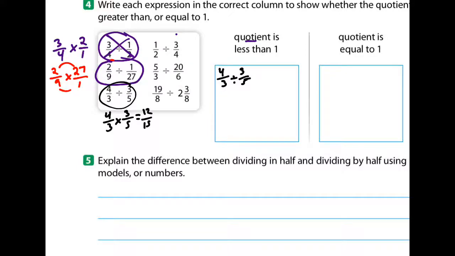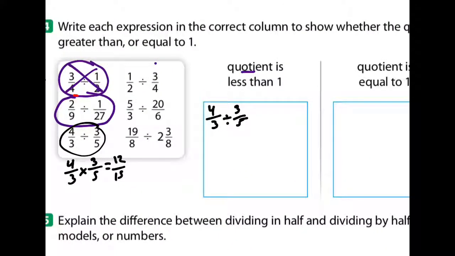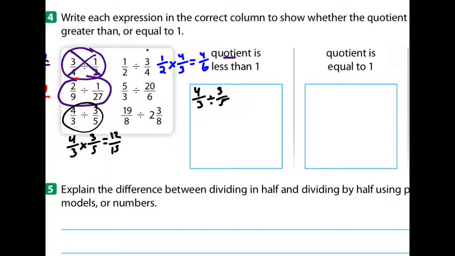All right, so now let's go to this one. 1/2 times 4/3, this one's easy to solve, is 4/6, and that's less than 1. So 1/2 divided by 3/4.